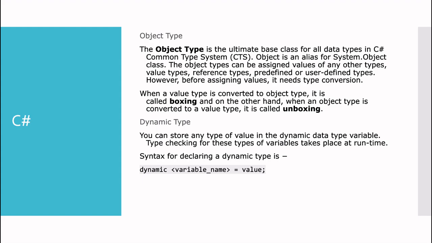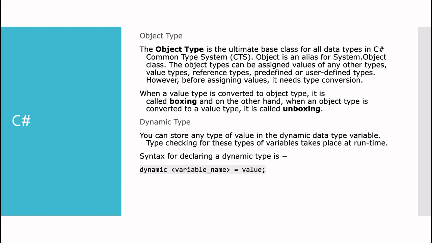Next is the object type. What is the object type? The object type is the ultimate base class for all data types in C sharp. The object type can be assigned a value of any other type. The best thing in object type is we can assign the value of any type of data. In the later chapters I will show you.